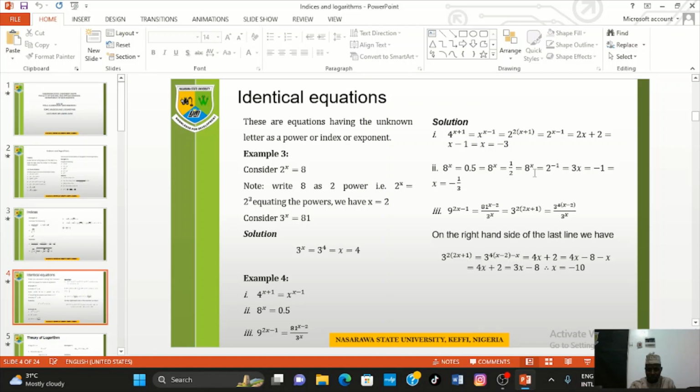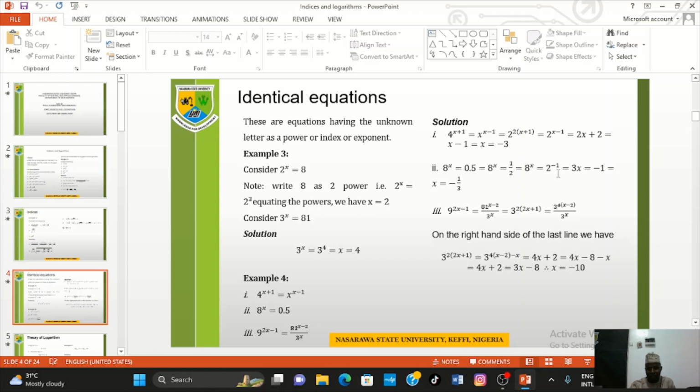So we now have 8 to the power of x equals 2 raised to the power of minus 1. So you try to make the base the same. Raise 2 to the power of what number will give us 8? So it means we have 2 raised to the power of 3. So 2 times 2 times 2, 3 times, will give us 8. So 2 raised to the power of 3x will be equal to 2 raised to the power of minus 1.